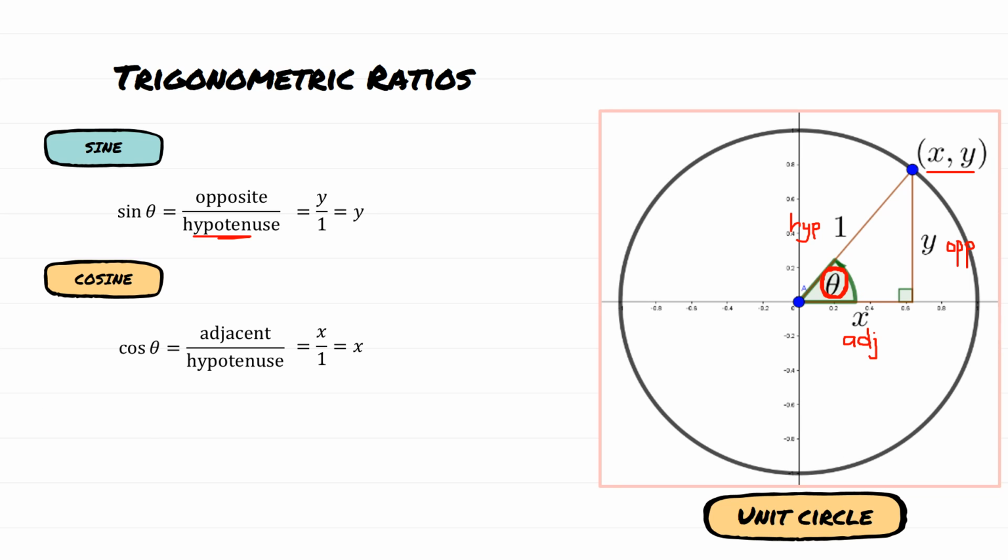Ang third one natin is tangent. Tangent theta is defined as opposite over adjacent. Since alam naman natin kung ano si opposite at ano si adjacent, isa-substitute na lang natin yan. Opposite is y, adjacent is x. Therefore, tangent theta is y over x.